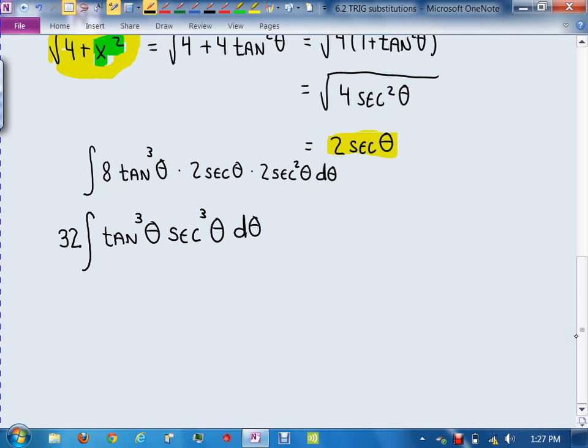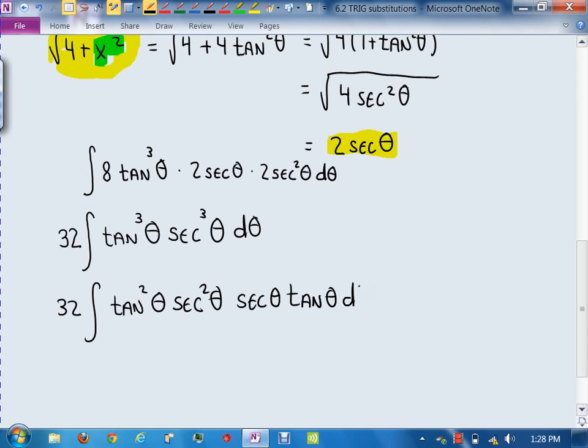Peel off a secant and a tangent? Maybe? See, now this is what we did last class, right? We've turned this problem into something from last class. 32 integral, let me try it. Tangent theta, tangent squared theta, secant squared theta, and then I'm going to put the secant times tangent, no, I just switched my variable, oops. Secant theta tangent theta d theta.